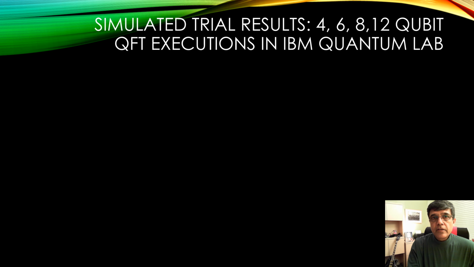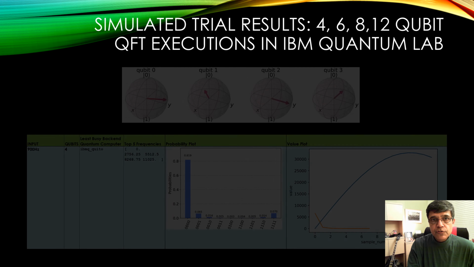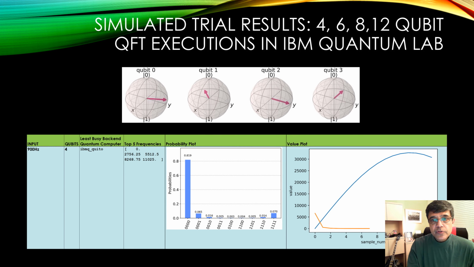Let's take a look at the simulated trial results for these 4 runs for each of the 2 input files. I will go through these quickly so that you're able to see the histogram plots indicating the top frequencies found, as well as the frequency value plots against differing sample counts for each of the runs. We start with 4 qubits, and the accuracy was not as high as expected for 900 Hz.